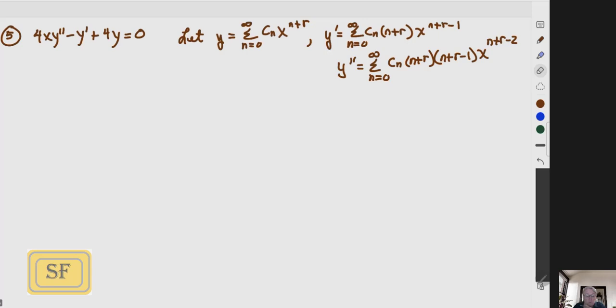Also, here we'll have an r that we need to solve for, and then we'll use that r value to create a recurrence relation for each of our linear independent solutions. Okay, so let's see what we have. I'm going to substitute in.